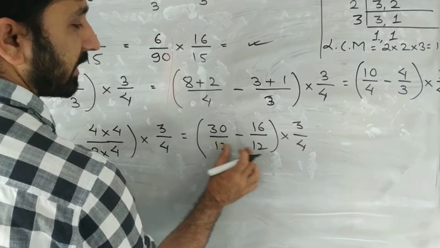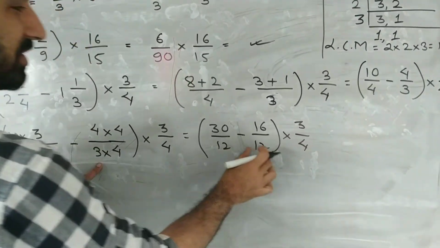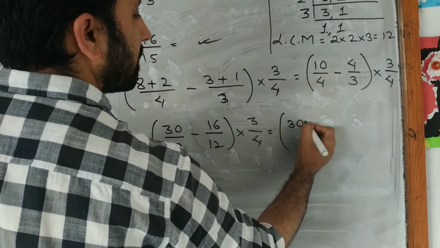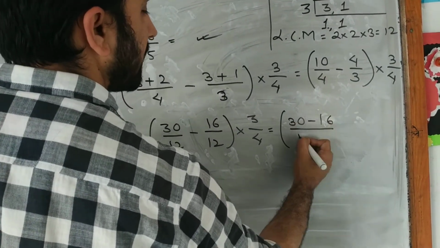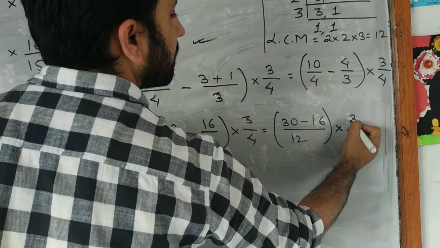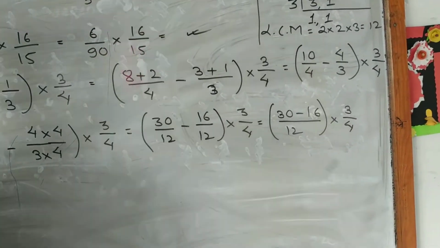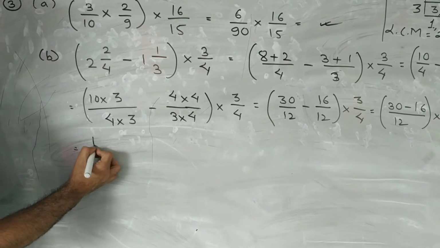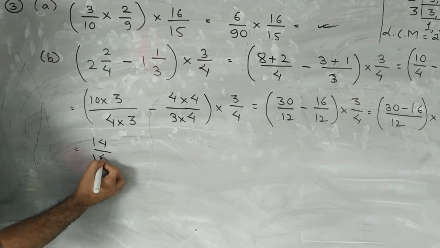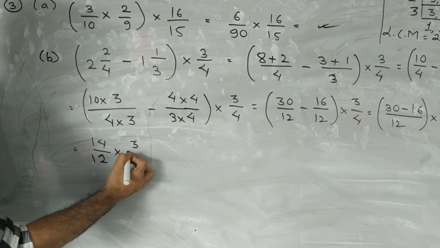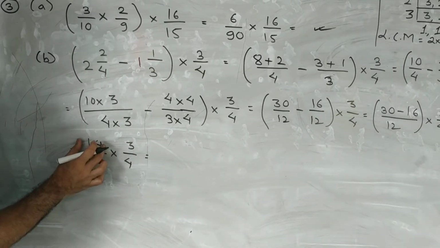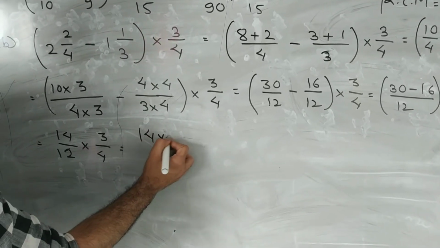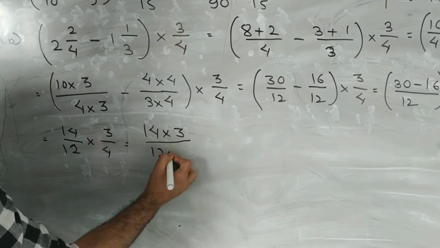Now they are like fractions. Look, they have the same denominator. Now let's subtract the numerators only. 30 minus 16 divided by 12, into 3 by 4. That means it will be equal to 30 minus 16 is 14, divided by 12, into 3 divided by 4. Now look, we can simply multiply the numerators. 14 into 3, 12 into 4.